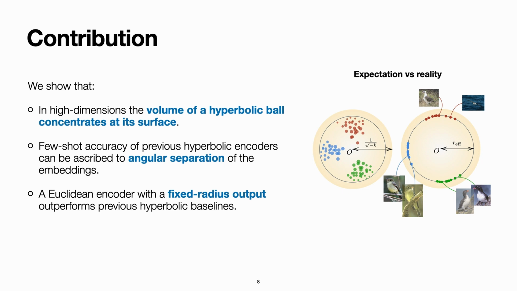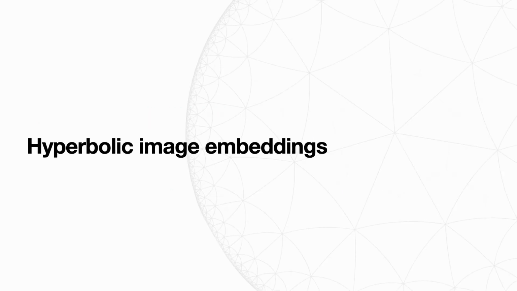Overall, we show that first, in high dimensions, the volume of a hyperbolic ball is concentrated close to its surface, just like the curse of dimensionality in Euclidean space. Then, we show that the few-shot accuracy of previous hyperbolic encoders can actually be attributed to the angular separation of the embeddings. And finally, we show that a Euclidean encoder equipped with Euclidean metric can actually surpass the performance of previous hyperbolic baselines.